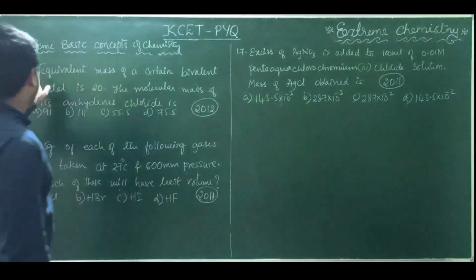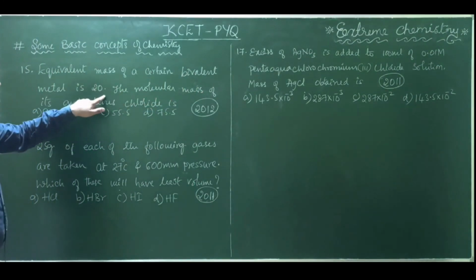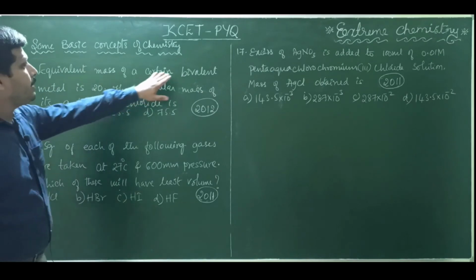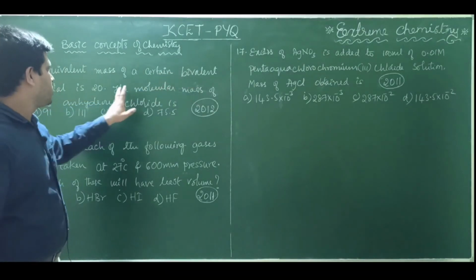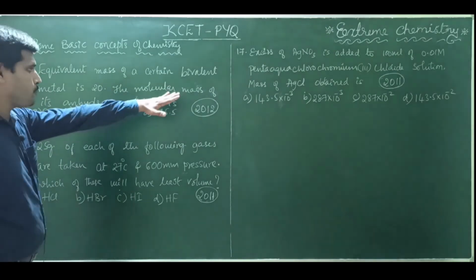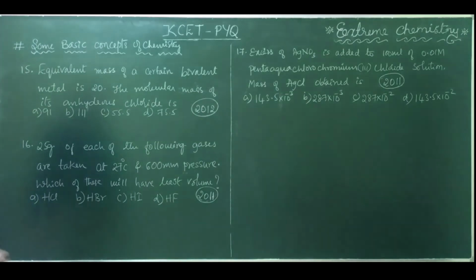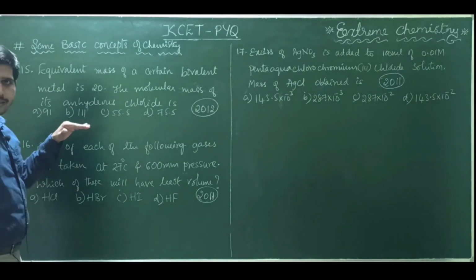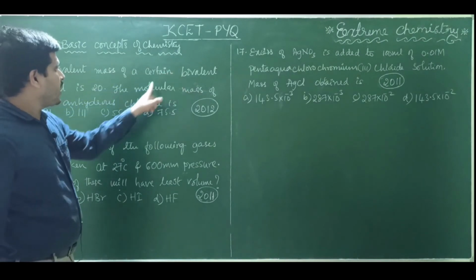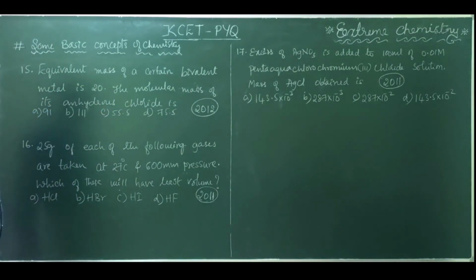15th question, dear students: the equivalent mass of a certain bivalent metal is 20. So equivalent weight is given. The valency is 2, bivalent. The molecular mass of the anhydrous chloride obtained from that is asked. So, in the year 2012. Okay, once you write the formula, you can calculate the molecular mass. But you should know the atomic mass of the individual atoms involved in the molecule, isn't it?